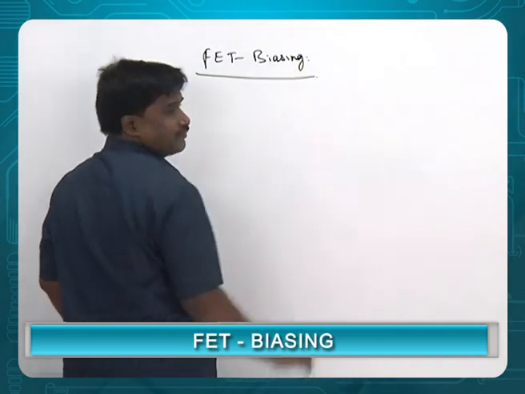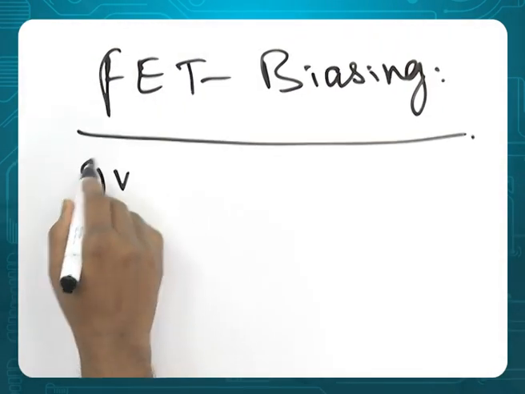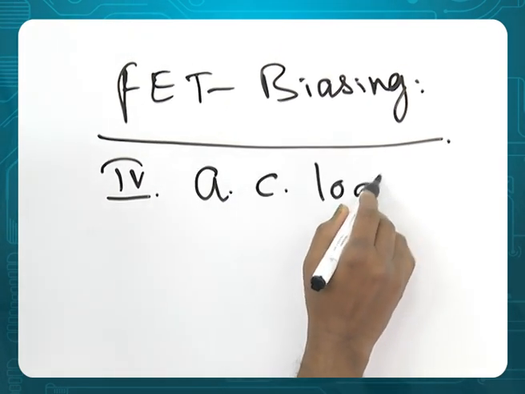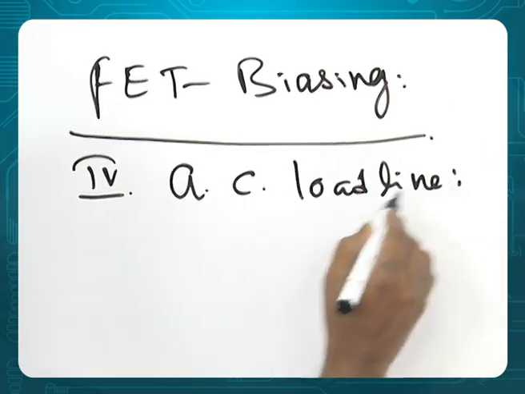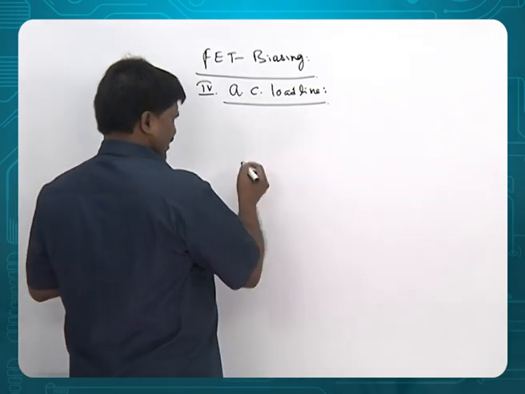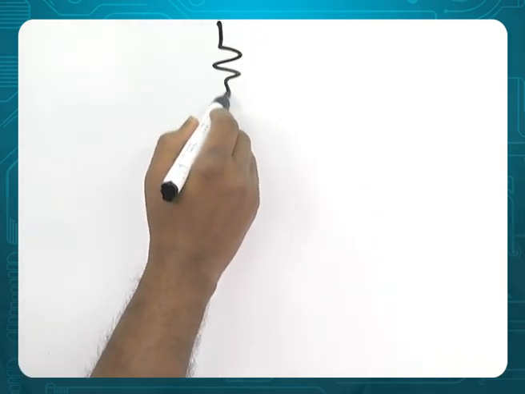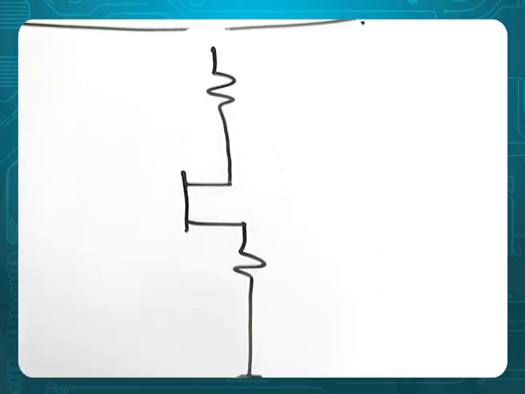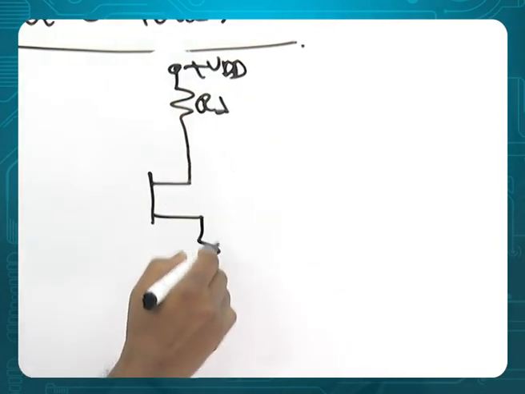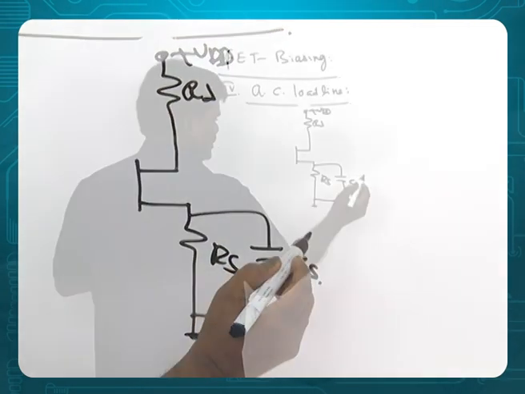FET biasing. Let's go to the fourth point, that is called AC load line. AC load line. For example, FET here, supply, RD, RS, CS.